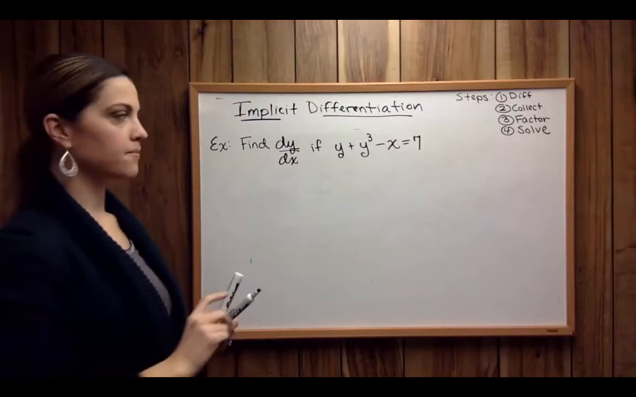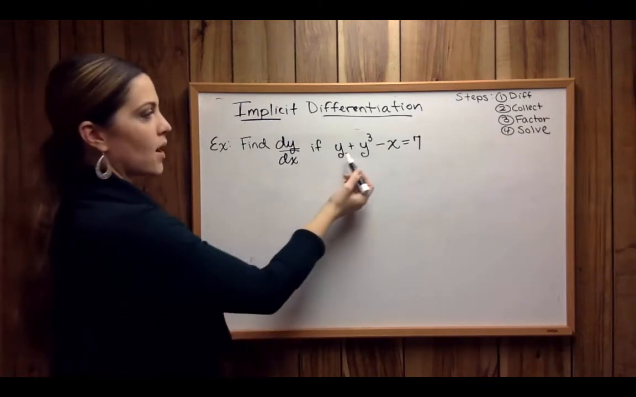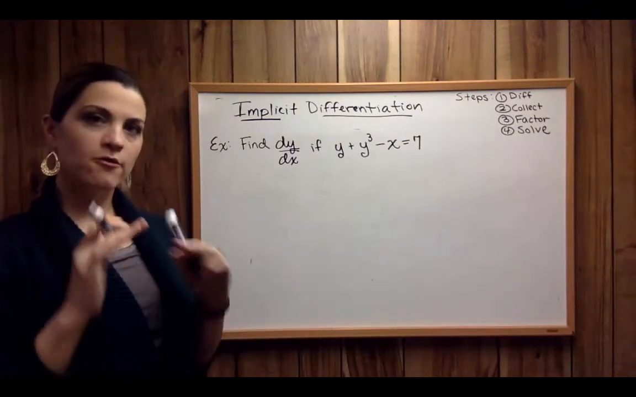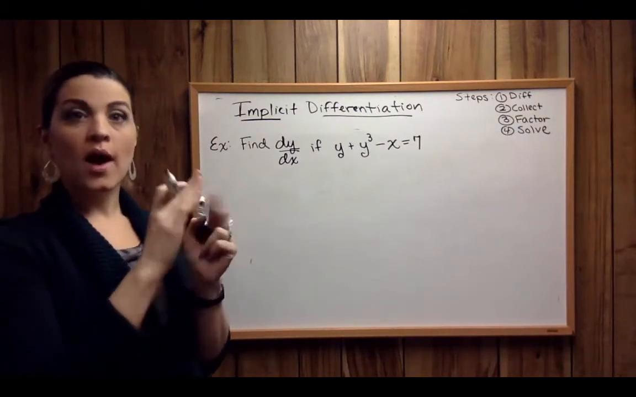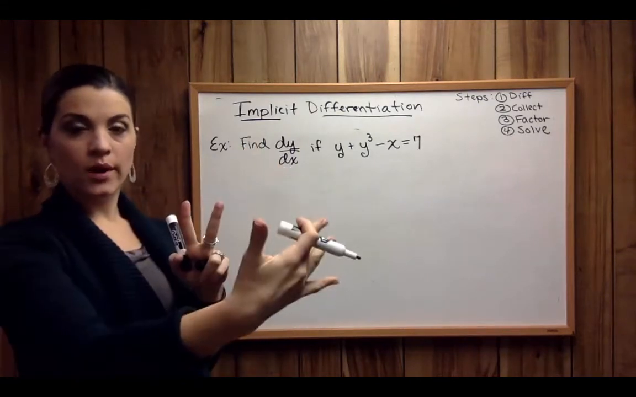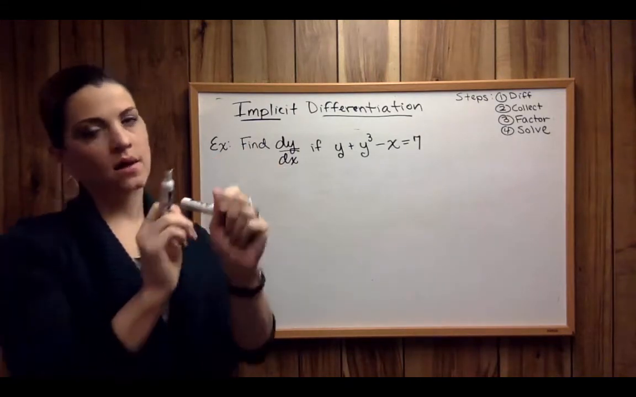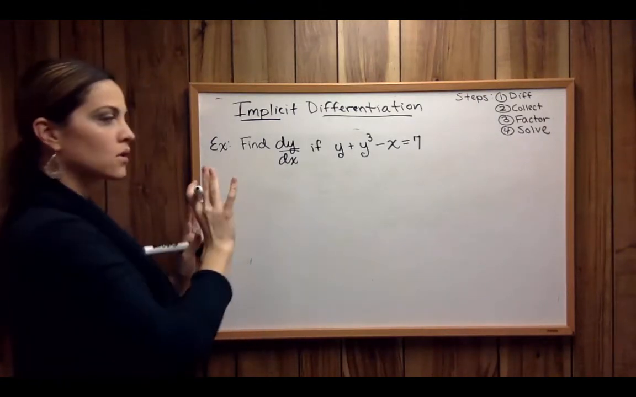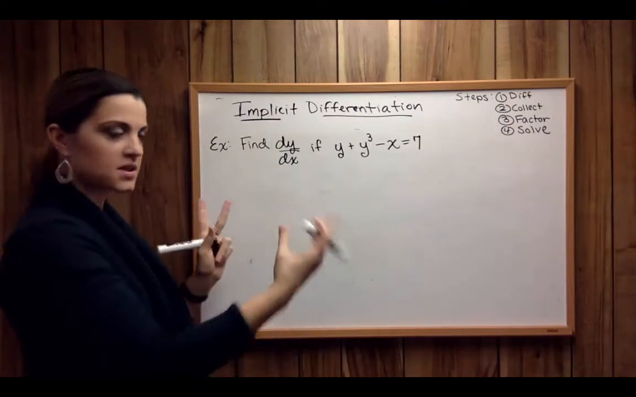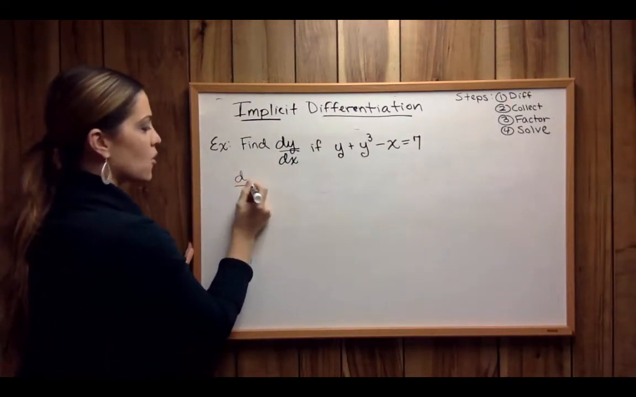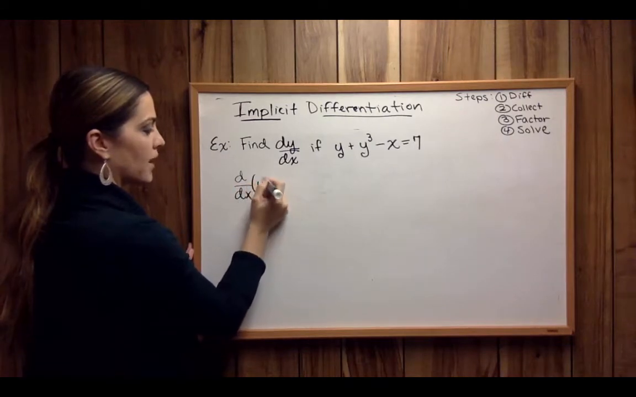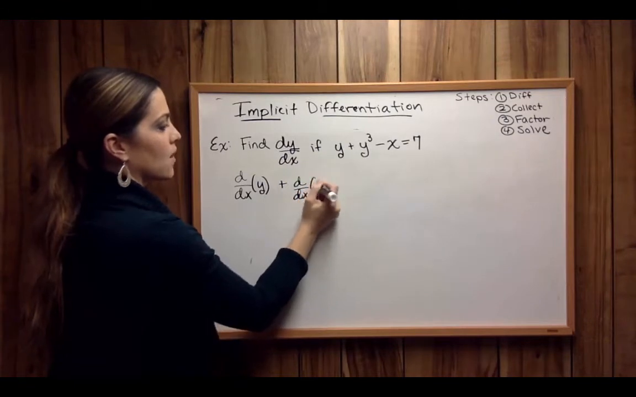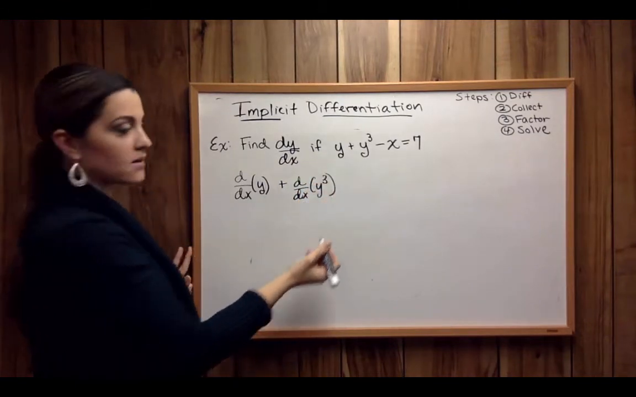So here's our first example. Find dy dx if y plus y to the third minus x equals 7. Now remember, the first rule was to differentiate everything, both sides of the equation and all the terms, with respect to x. And that with respect to x is the little nuance here that we have to be aware of. So just to write out the notation, we're going to take the derivative of y with respect to x. We're going to take the derivative of y to the third with respect to x.